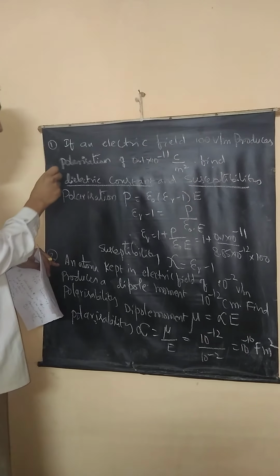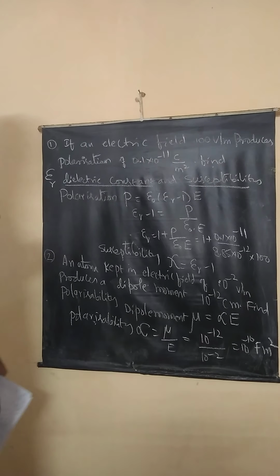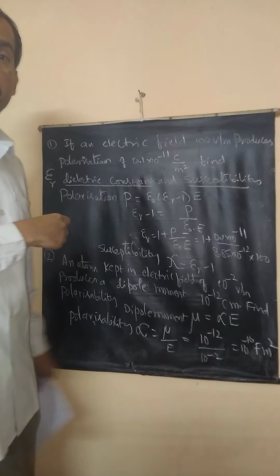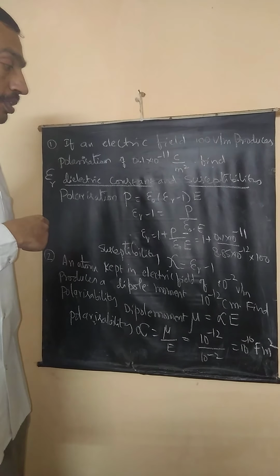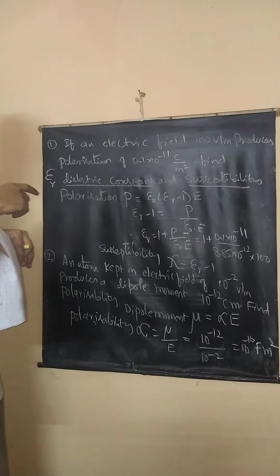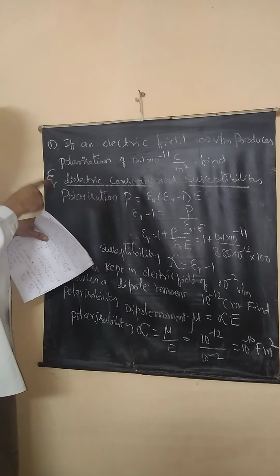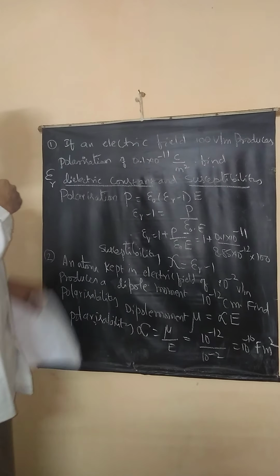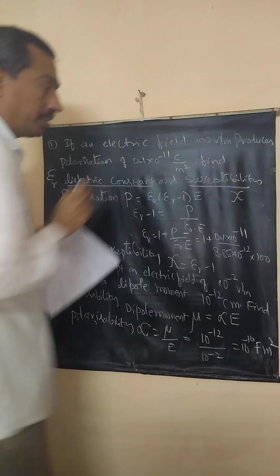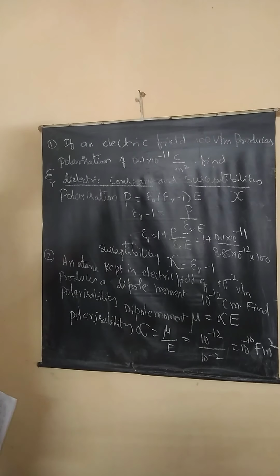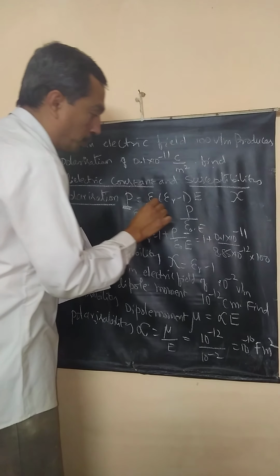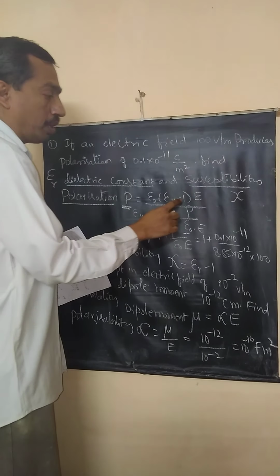Dielectric constant is epsilon r. What is epsilon naught? This is for free space. Epsilon r for a given medium we have to calculate. For air it is 1. Now it is for some dielectric material. Calculate susceptibility. What is susceptibility? It is represented by the letter chi. Now we know polarization P is equal to epsilon naught into epsilon r minus 1 into E.